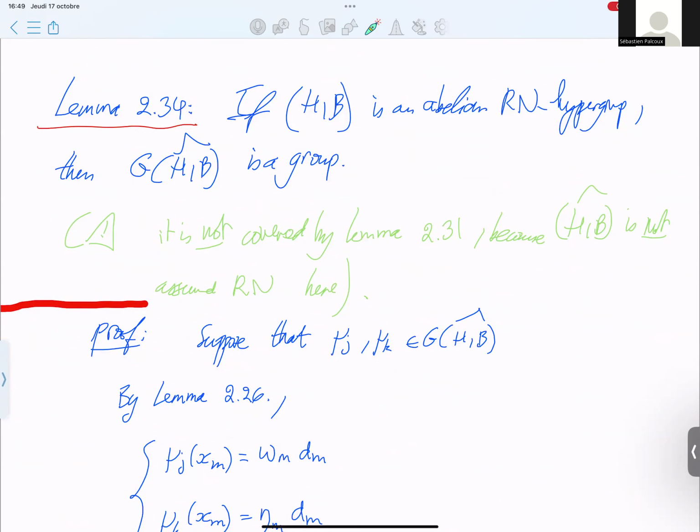Okay, so now you take an abelian real and non-negative hypergroup. Then, okay, so the same.